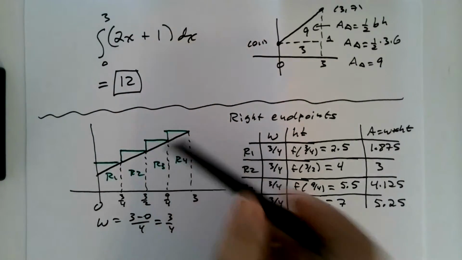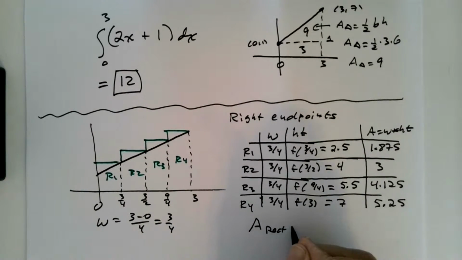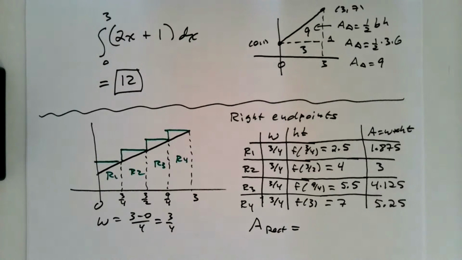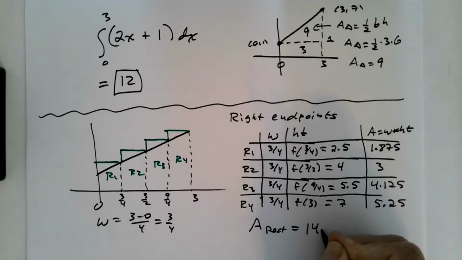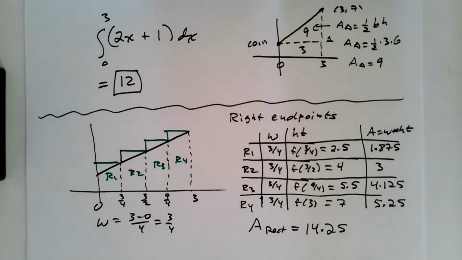Notice, under the green is a little bit more. So the area of the rectangles, if I add all those up, 1.875 plus 3 plus 4.125 plus 5.25 gives me 14.25. Which is more than 12, as I expected. You know, quite a bit of error, but again, looking at that, even from my crudely drawn picture, you can see it's going to be off by quite a bit.